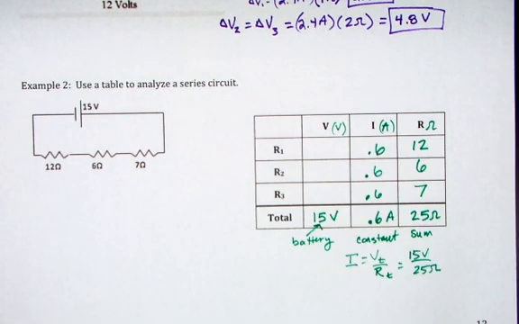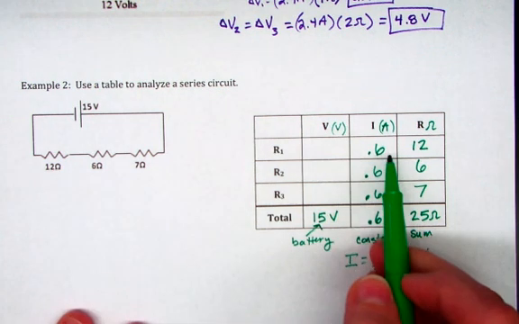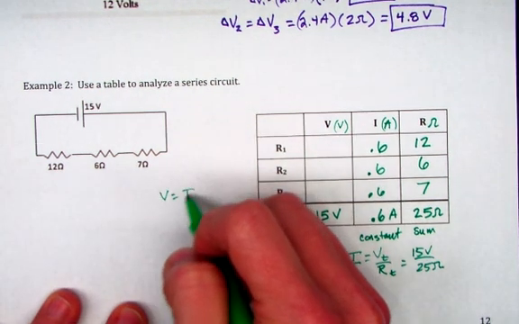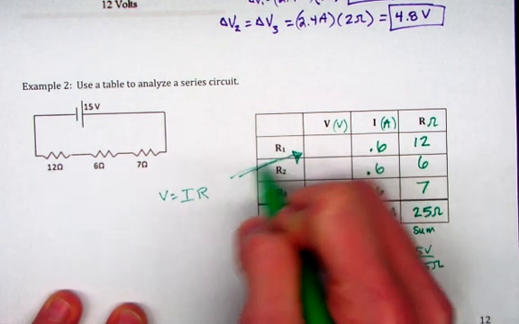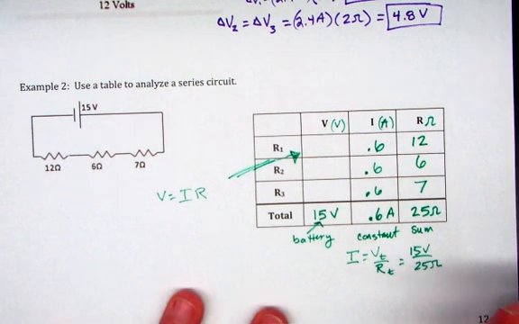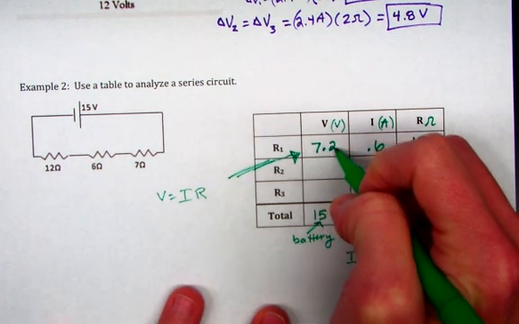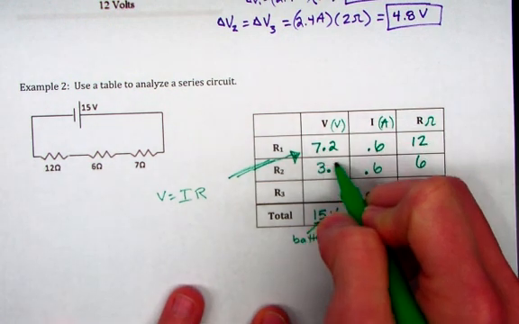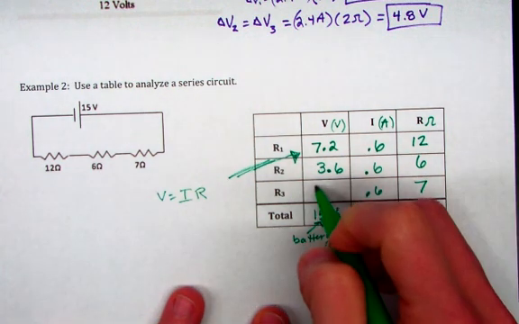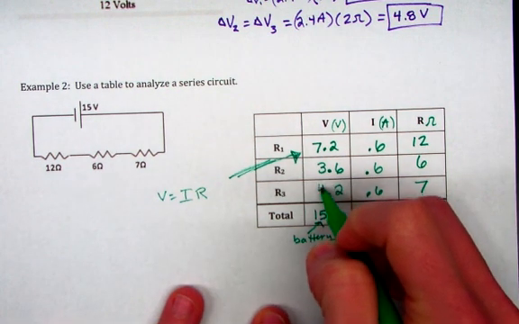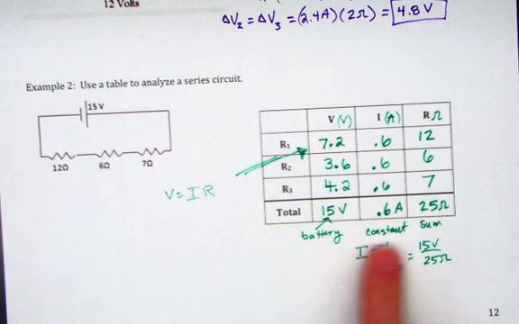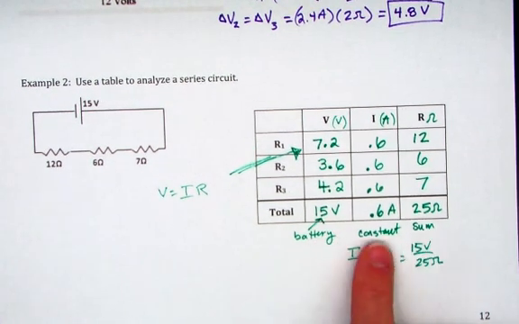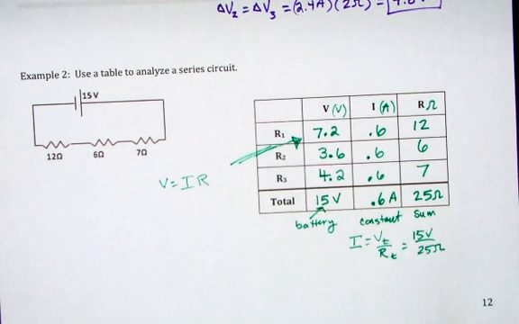How do I fill in the rest of the table? We know that V equals IR, so that is what we're doing over here, right? V equals IR. What's 0.6 times 12? 7.2. 0.6 times 6 is 3.6, and then 7 times 0.6 is 4.2. So the table, do you guys see how the table makes it very easy to organize your work? You guys need to work on remembering these ideas that go with the series circuit.